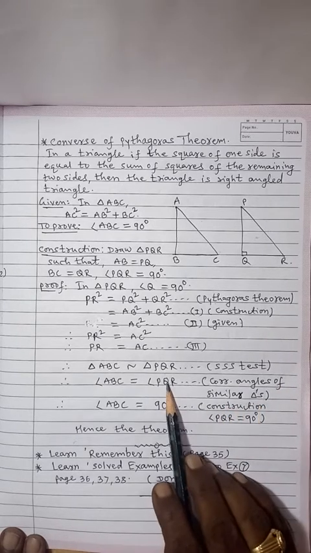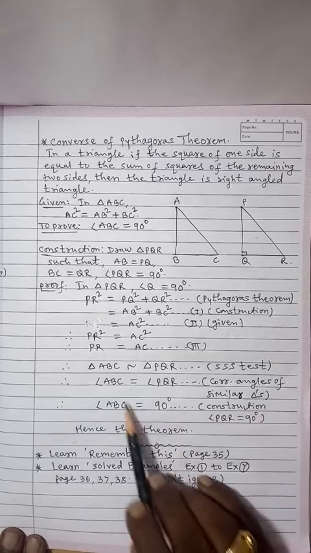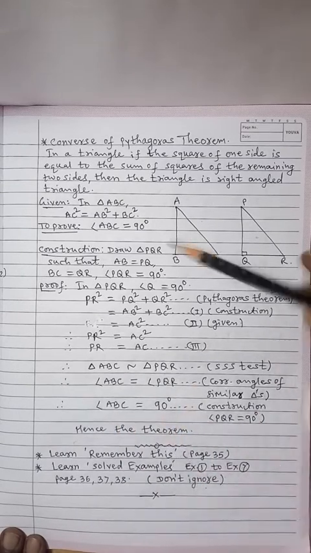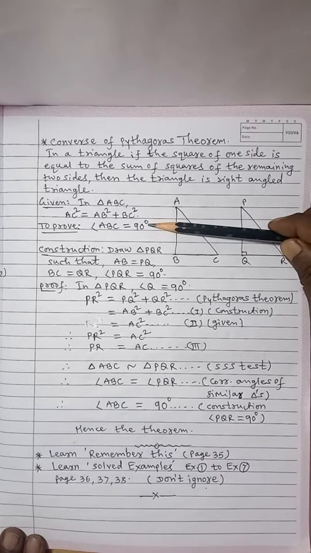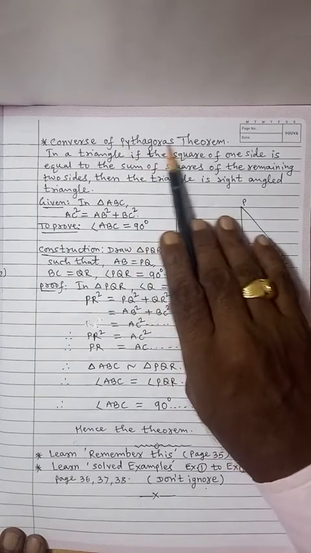But angle PQR is 90 degrees. This is because of construction. So angle ABC is equal to 90 degrees. The result that we have to prove, and hence the theorem. This is the converse of Pythagoras theorem.